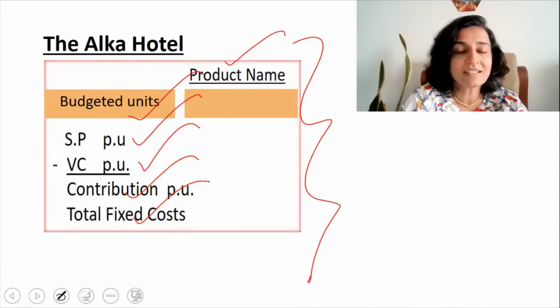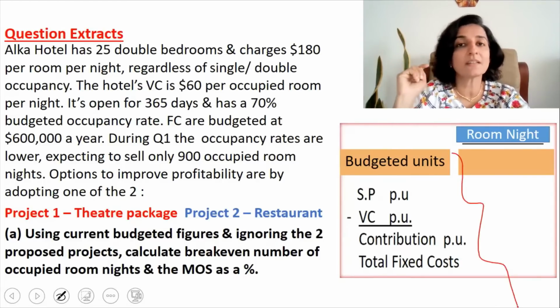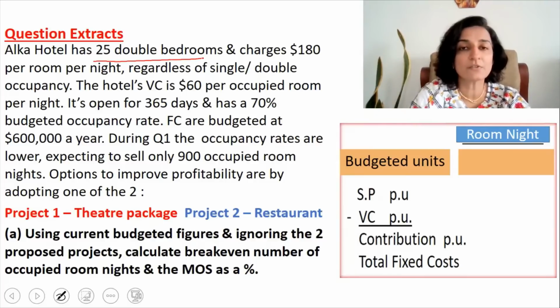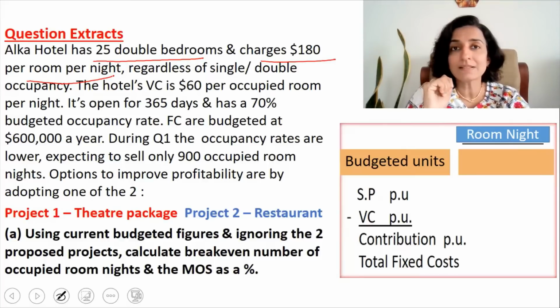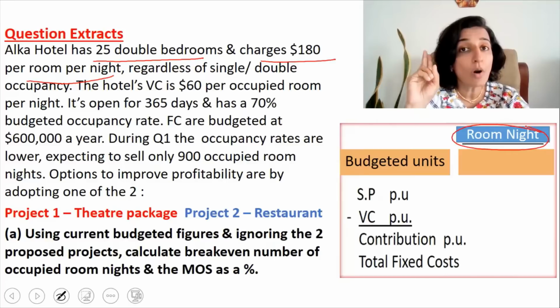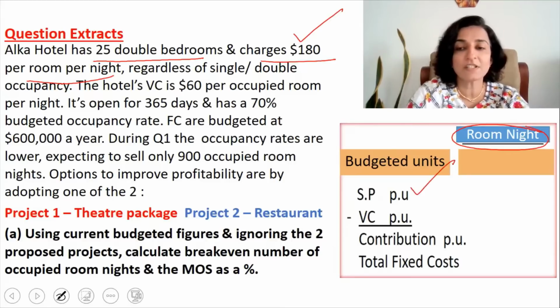Now let's get to the question extracts. As and when we read the question, we will key in the figures in the particular format. Alka Hotel has 25 double bedrooms and charges $180 per room per night, regardless of single or double occupancy. So the product that Alka Hotels is selling is room nights, that is one room for one night. The amount they are charging is $180, which is nothing but the selling price per unit.